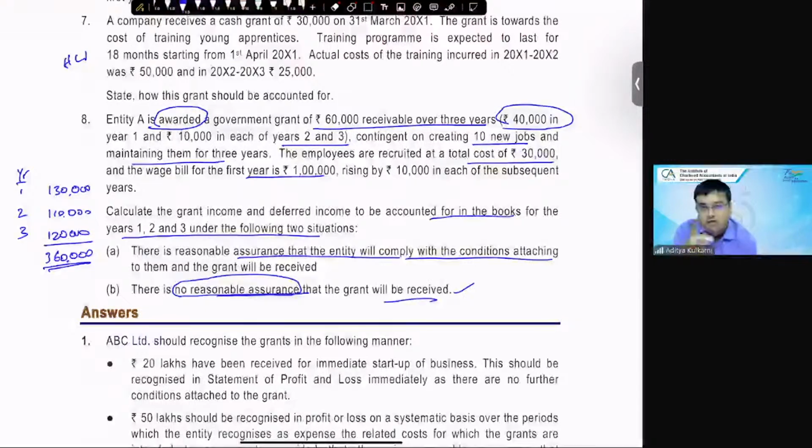That means what? The first year's grant, 40,000, has been received. Years 2 and year 3 are a conditional grant, and I am not sure I am going to fulfill that. So now my question to you is, over the 3 years, should I amortize 60,000 or should I amortize only 40,000 for part B?